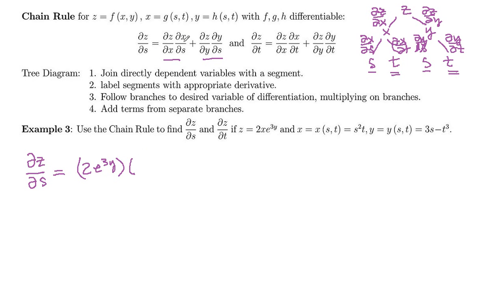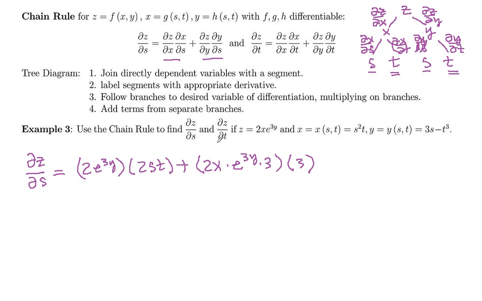And then we need dx ds. Our x is s squared t, so we want the s derivative there. So 2s times t, so 2st. And then we need dz dy, so we need a y derivative here. So 2x is a number, you differentiate e to the 3y, you get e to the 3y times 3. So this will be 2x, and then the derivative of e to the 3y is e to the 3y times 3. And then you want dy ds. Here's y in terms of s and t, you want the s derivative here. So the s derivative of t cubed is just 0, and the s derivative of 3s is 3.